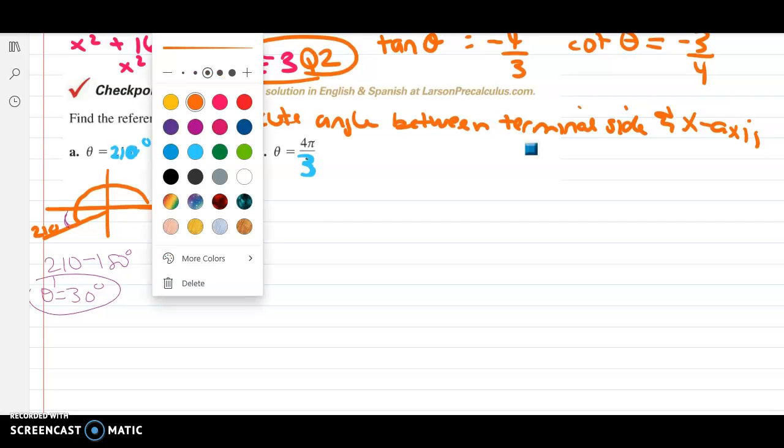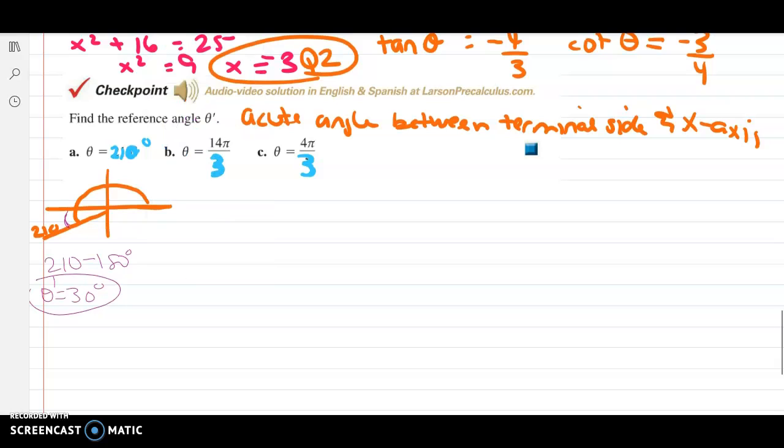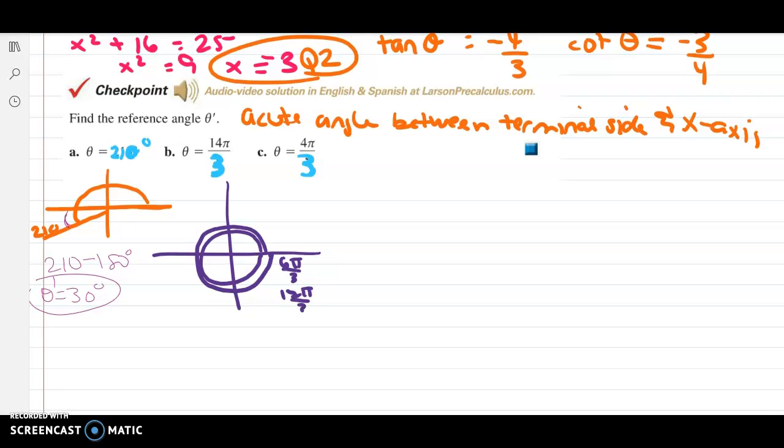14 pi over 3. Yikes. 6 pi over 3 is 1 full revolution. Another one will be 12 pi over 3. So 6 pi over 3, 12 pi over 3 with the second revolution. So then we need to go 1 pi over 3, 2 pi over 3. So we're in quadrant 2. So right here is where 14 pi over 3 is.